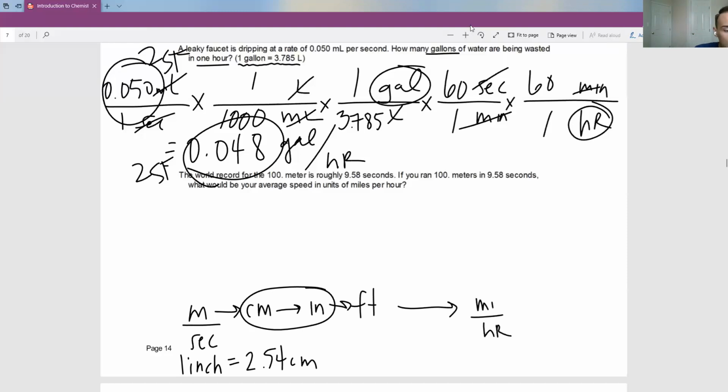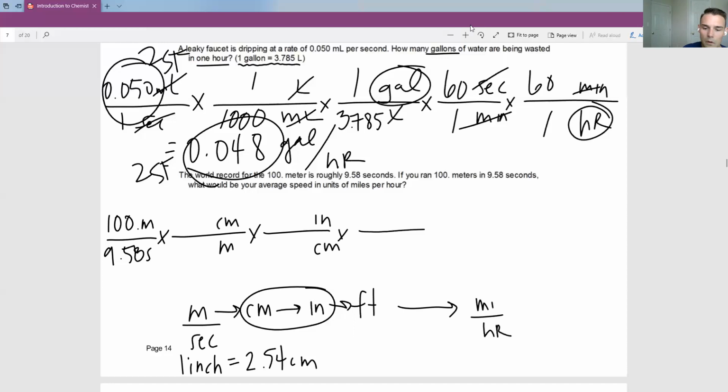So I'm going to start with what I'm given, and I'm given 100 decimal meters per 9.58 seconds. I might have to erase that stuff at the bottom. And so we're going to go from meters to centimeters, centimeters to inches, inches to feet, feet to miles, which you may or may not know. If you don't, you should write that one down. And then you can see meters cancel, centimeters cancel, inches cancel, feet cancel. We're left with miles.